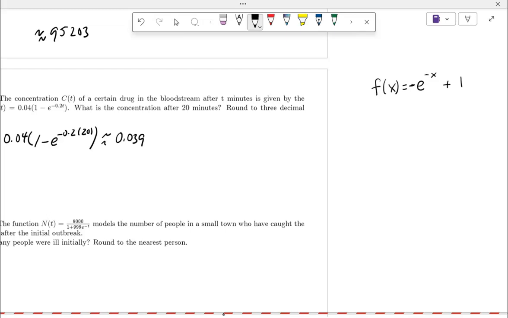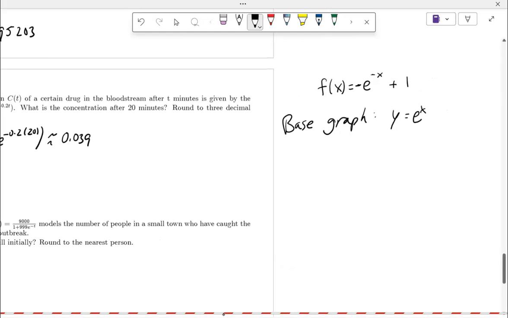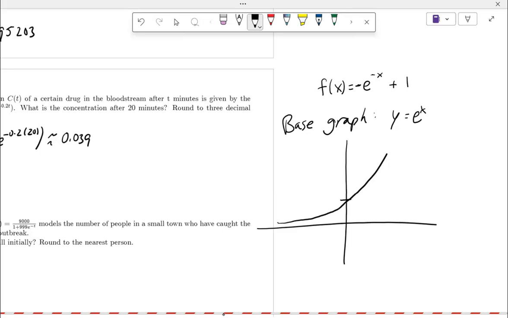Looking at this, and I asked you to graph this, because we've done these problems before, right? What would you think you would use for your base graph to start? e to the x, right? We agree? And remember that your e to the x graph goes which way? Up and to the right, right? It has that horizontal asymptote down here, crosses the y-axis at 1 and goes up and to the right, right?